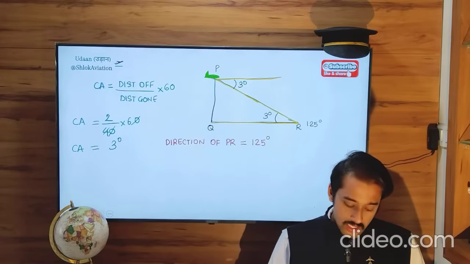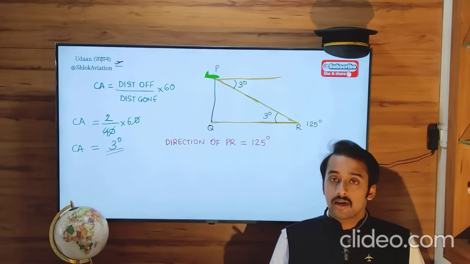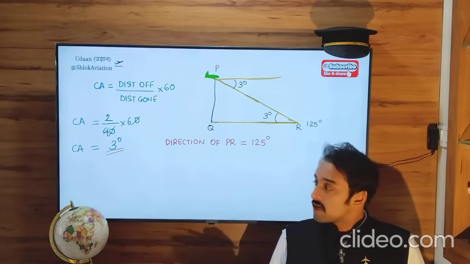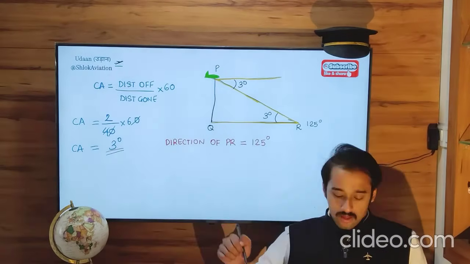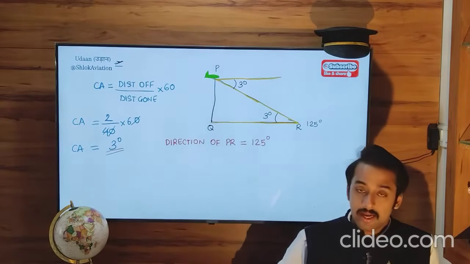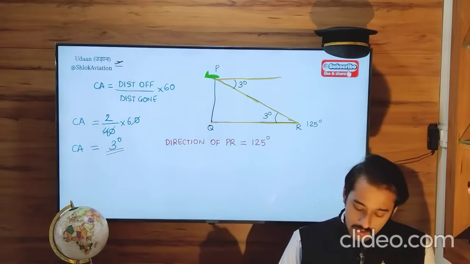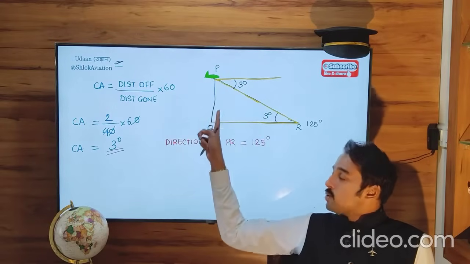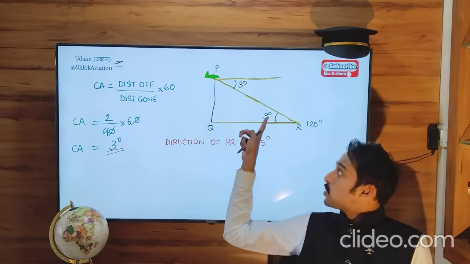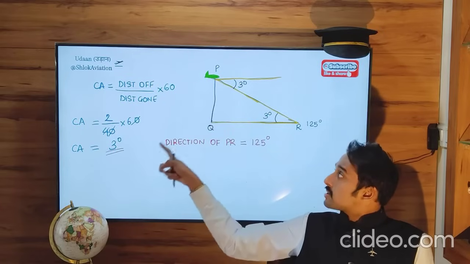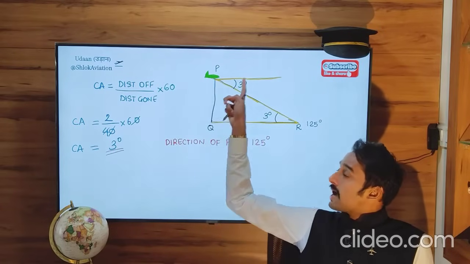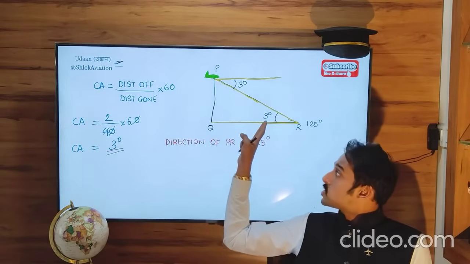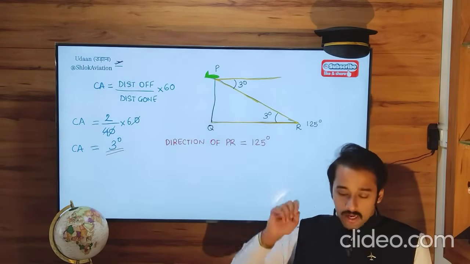Okay, so the closing angle, when we solve using the normal formula, distance off track divided by distance gone into 60, we get the answer as 3 degrees. So I have drawn this triangle again, QR triangle. QR was the distance gone, TQ your distance off track, closing angle 3 degrees. Now this forms alternate angles, and a set of alternate angles is always equal. So if this is 3, this will also be equal to 3 degrees.